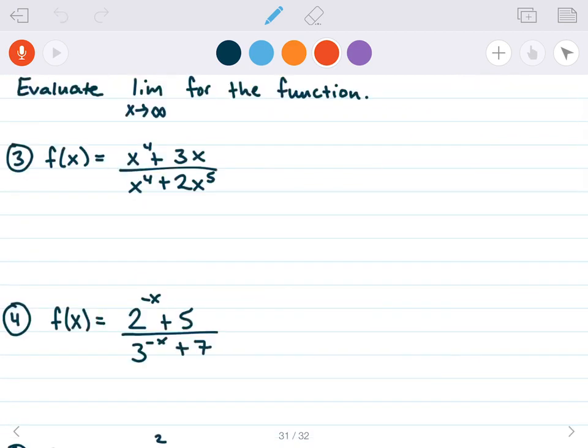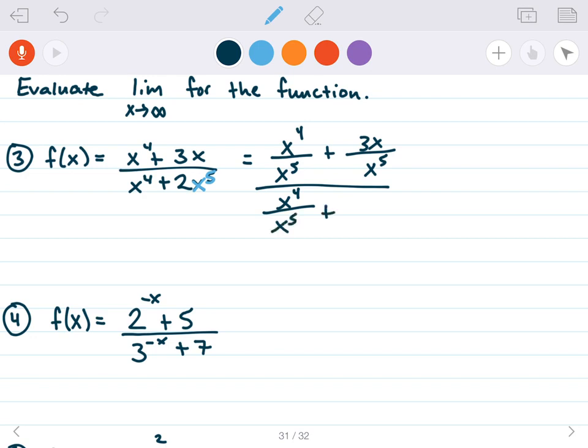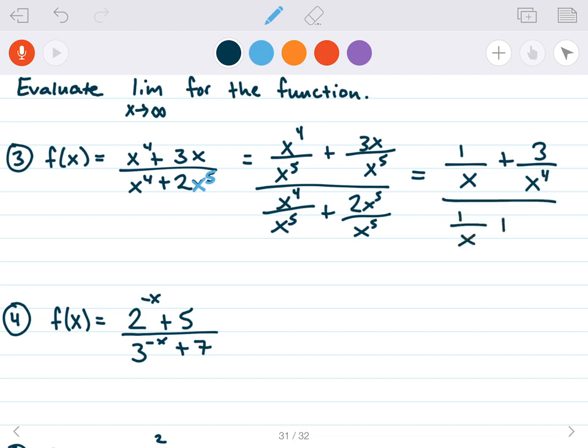All right, let's do some more examples. Highest power expression looks to be x to the 5th. So we're going to divide everybody by that. Okay, so this turns into x to the 4th over x to the 5th plus 3x over x to the 5th, and then we can simplify. Okay, so this becomes (1/x + 3/x^4) divided by (1/x + 2).